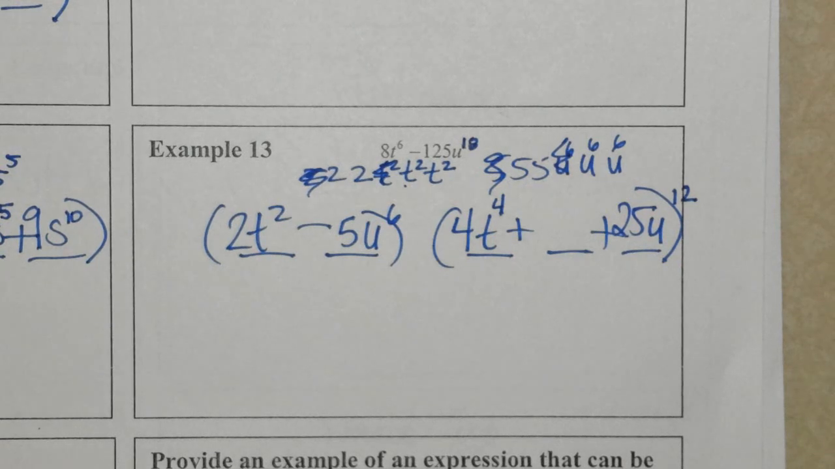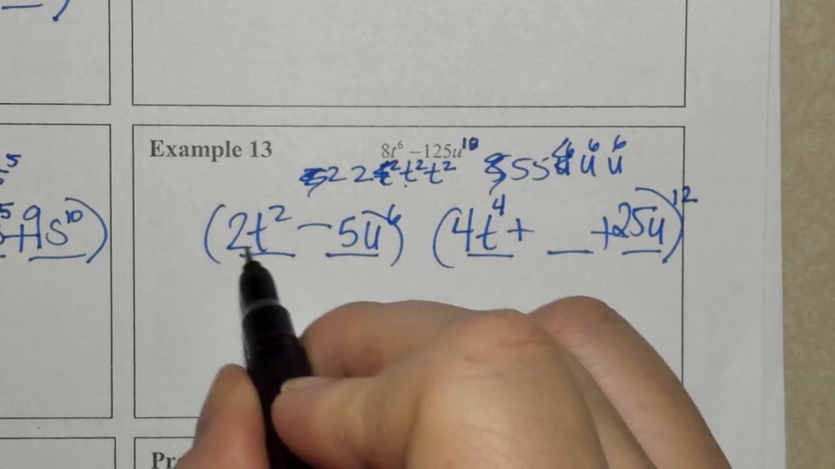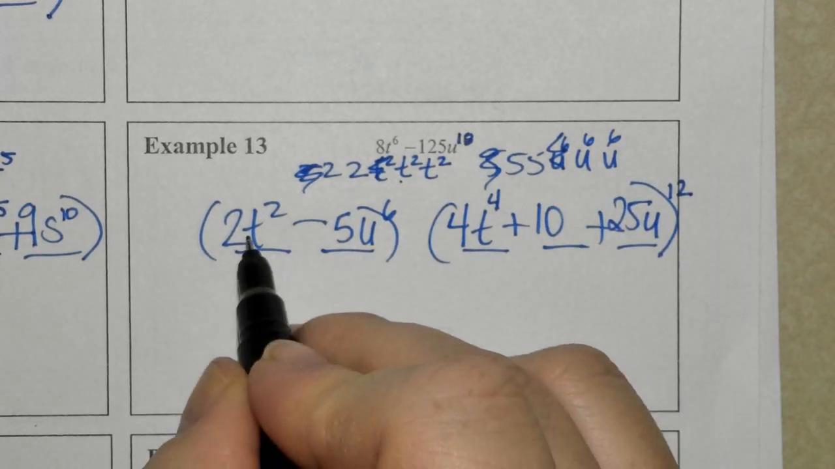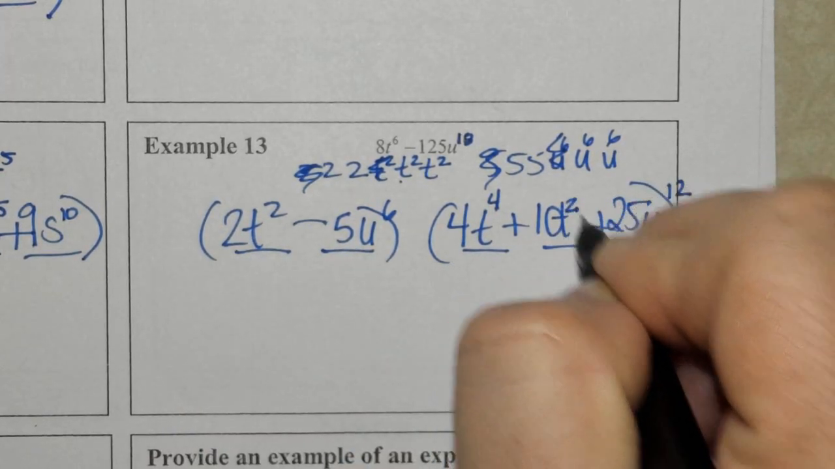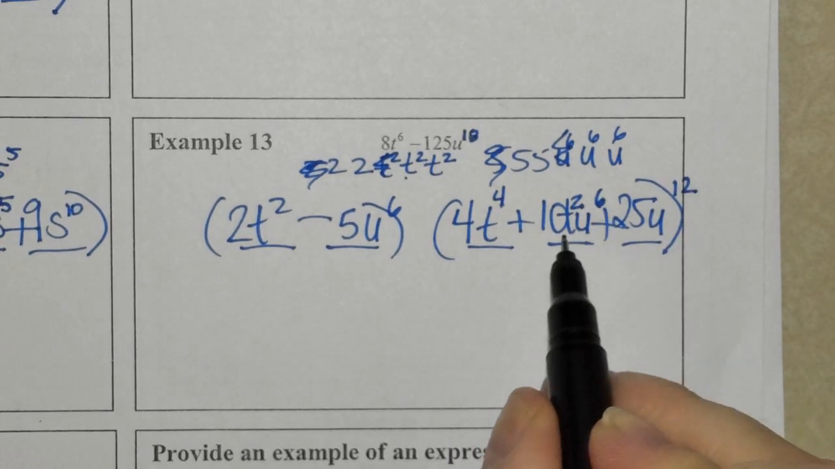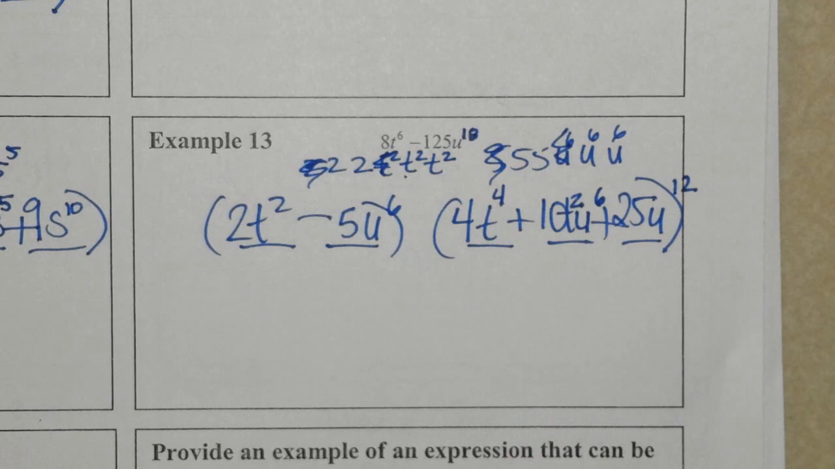How do I find that middle term? 2 times 5 is 10. We write them in alphabetical order, so t comes first. T squared, u to the 6th. We can't add these exponents because we have a different base.